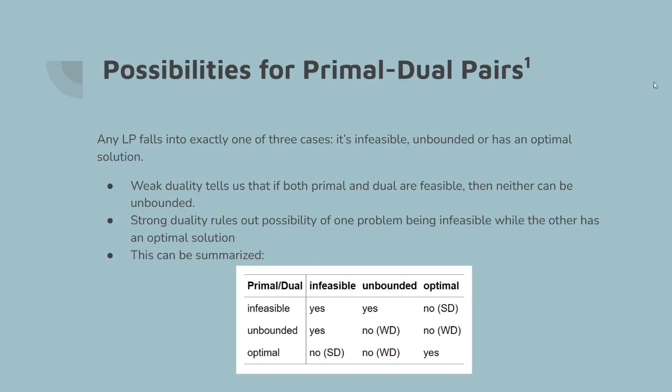So if the primal is infeasible, then the dual is infeasible or unbounded. If the primal is unbounded, then the dual is infeasible. If the primal is optimal, then the dual is optimal.